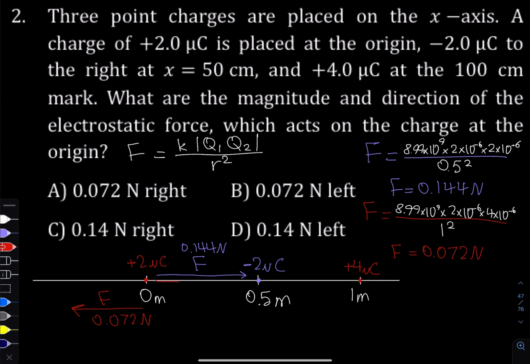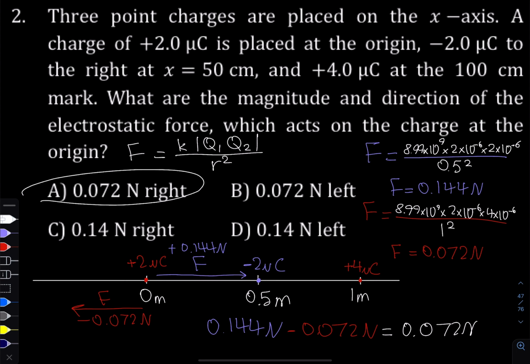Now, because these forces are in opposite directions, we can say that going to the right is positive, and going to the left is negative. So if we add them up, we get 0.144 newtons to the right minus 0.072 newtons to the left, and that should give us a net answer of 0.072 newtons, and it's positive, meaning it's to the right. So A would be the answer.